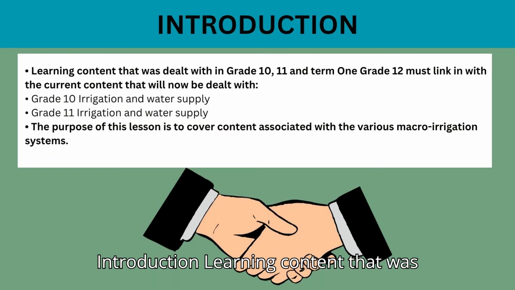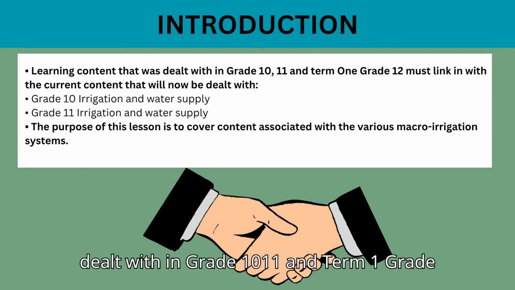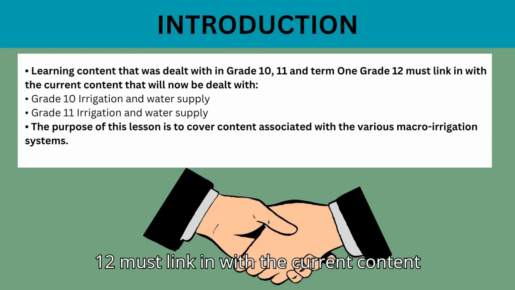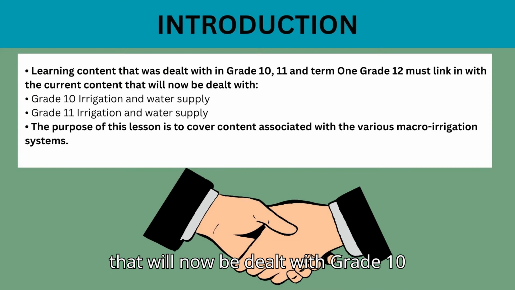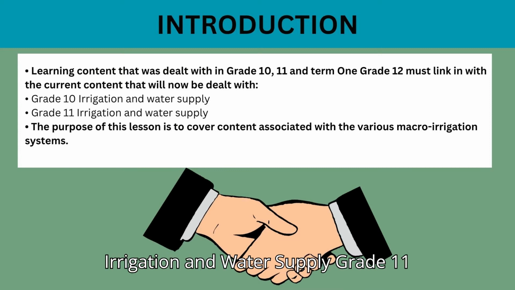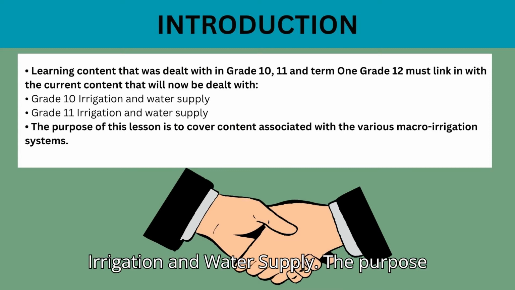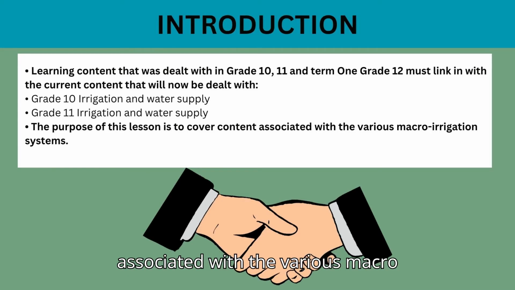Introduction. Learning content that was dealt with in grade 10, 11 and term 1 grade 12 must link in with the current content that will now be dealt with. Grade 10 Irrigation and water supply. Grade 11 Irrigation and water supply. The purpose of this lesson is to cover content associated with the various macro irrigation systems.